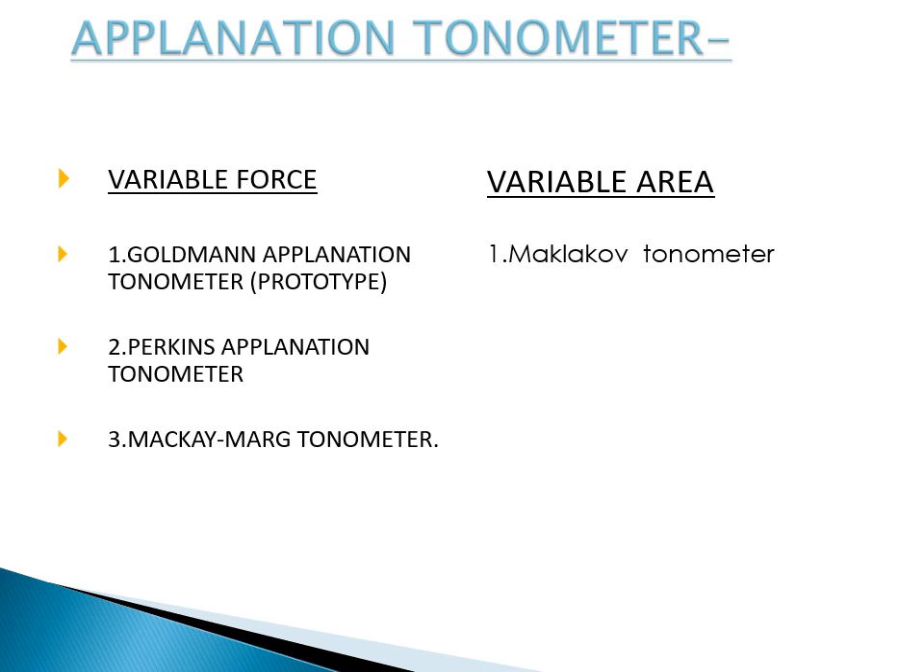Applanation tonometers are divided into two types depending upon variable force or variable area. Examples of the variable force applanation tonometer are the Goldmann applanation tonometer, Perkins applanation tonometer, and McKemar tonometer. Example of the variable area applanation tonometer is the Maklakow tonometer.